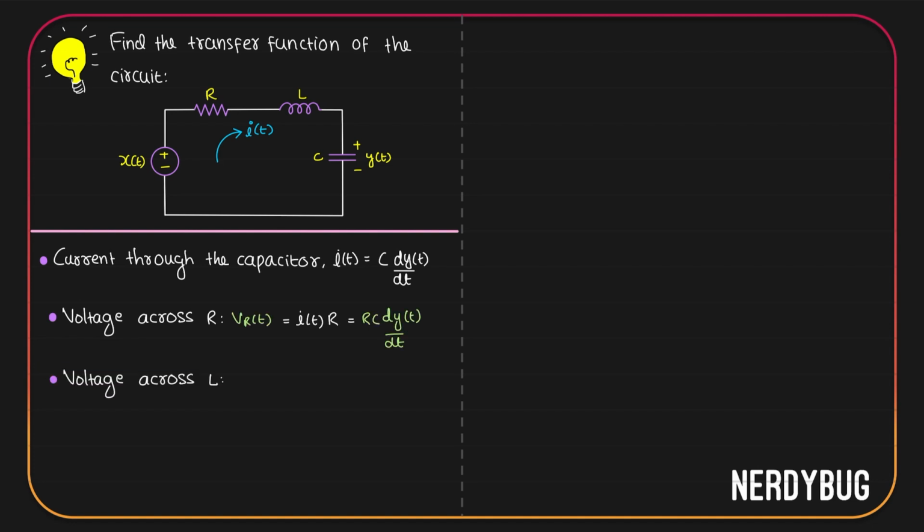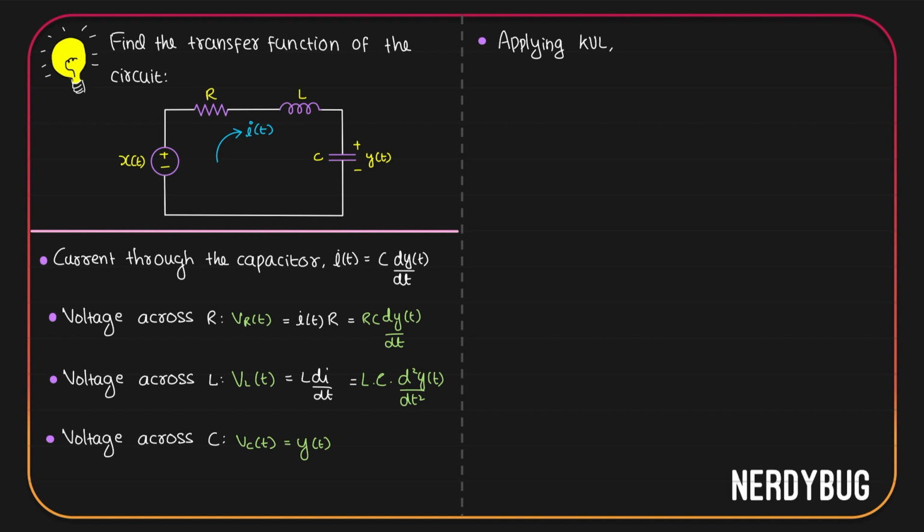The same way, let us find the voltage across L. V_L(t) will be L di/dt. So it will be L multiplied by the derivative of C dy(t)/dt, that will be C multiplied by d²y(t)/dt². So we get LC multiplied by d²y(t)/dt². The voltage across the capacitor is already given in the question. It is our output y(t).